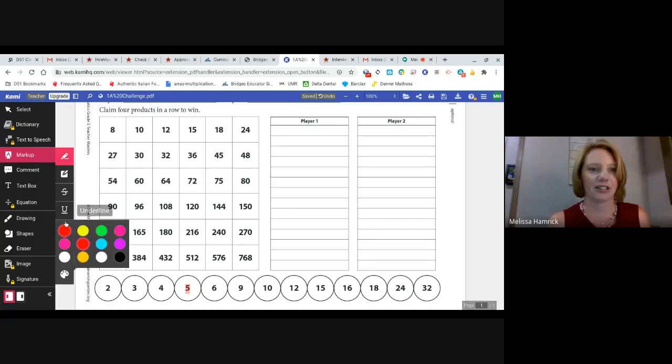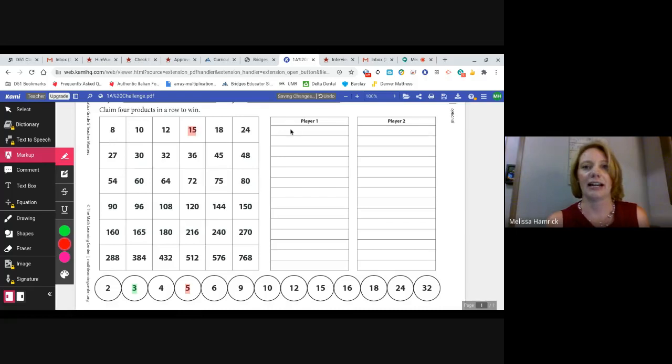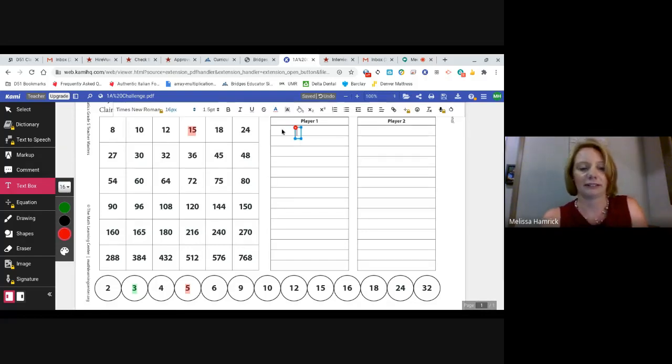And so we would change that color to green. And then I would ask the class, what is 5 times 3? What is the product? It's 15. And so I would get that product and I would type my equation. I would say 3 times 5 equals 15.